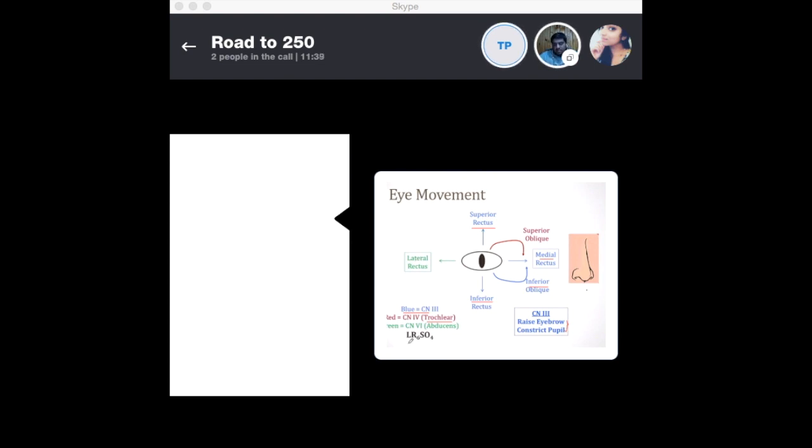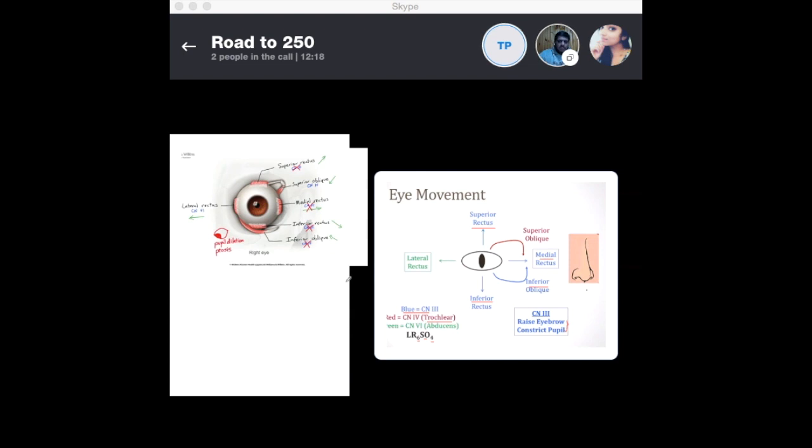So the mnemonic that many use is LR6, SO4: lateral rectus for the 6th, and superior oblique for the 4th. Before I move on, I want to say that if you're moving the eye away from the nose, it's a lateral movement, so it's going to be abduction. So that's another term they can use. And if you're moving the eye towards the nose, it's a medial movement, and that's adduction. So just don't confuse those two words, because they will come up in some pictures sporadically.